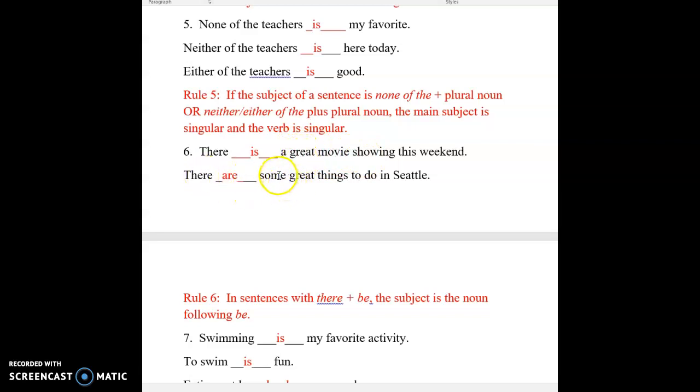And then here, some great things follows the be verb. So you know this is plural because it's things, and you can check it. Some great things are blank, okay?